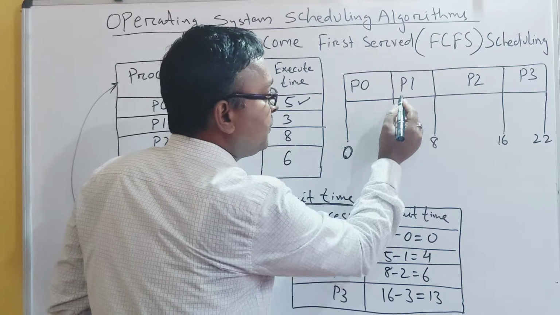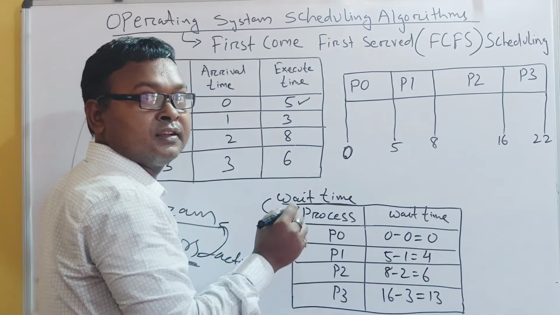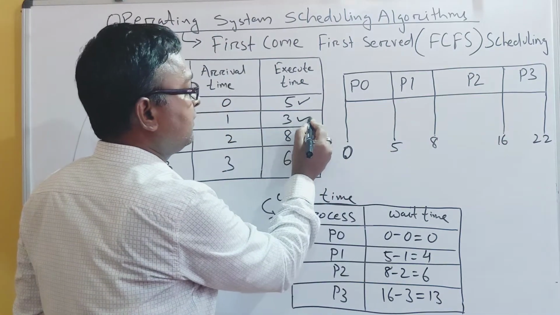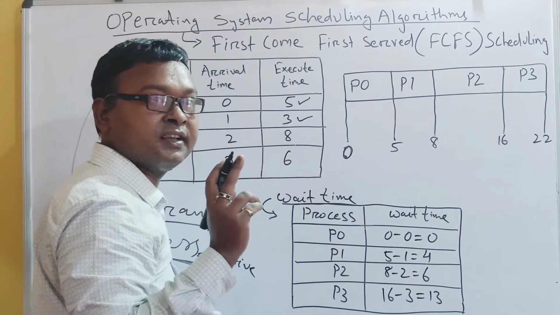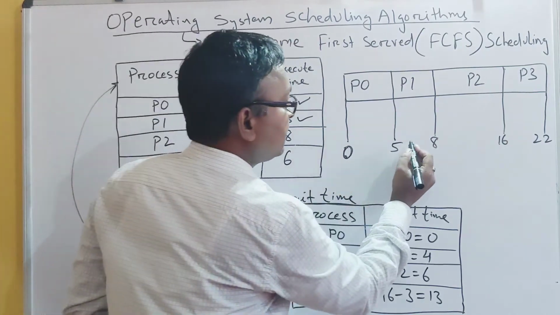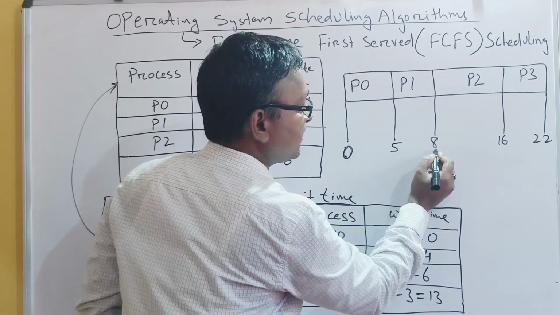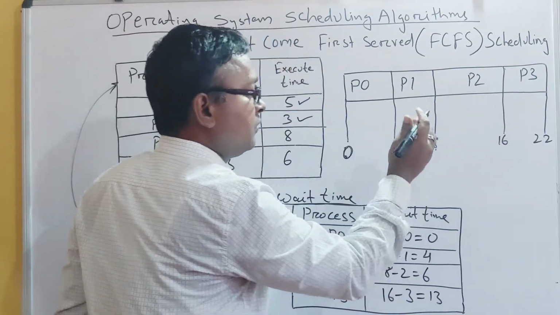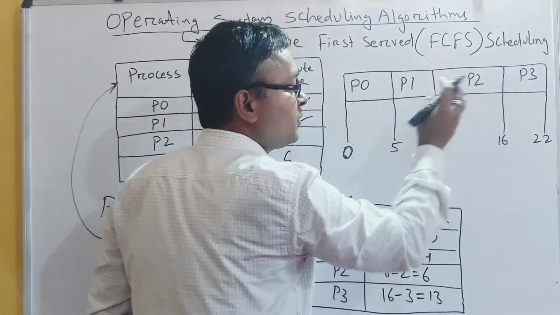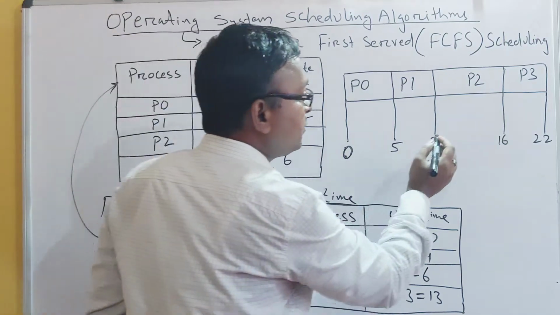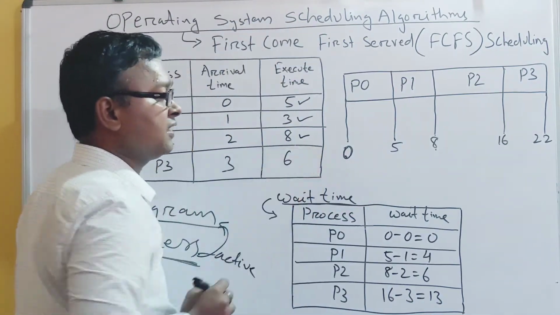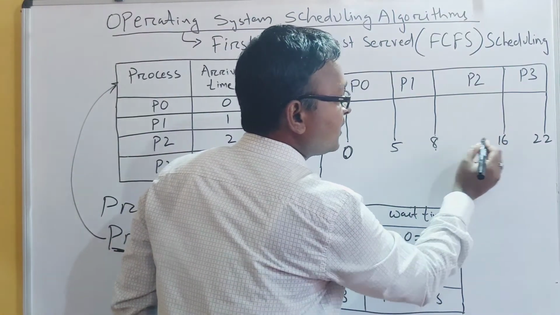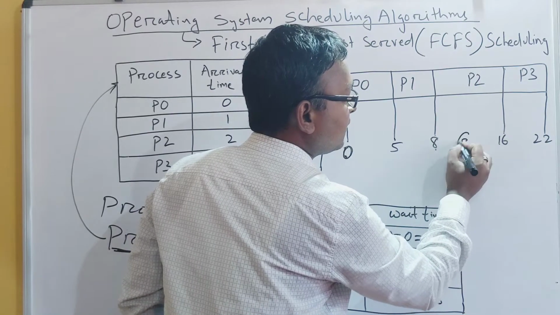At 5 nanoseconds, P1 enters and starts executing. How much does it take? 3 nanoseconds to complete its execution, P1. So it takes 3 nanoseconds and completes at 8. Now P1 comes out from the processor, and P2 enters the processor for execution. P2 takes how much time? 8 nanoseconds for full execution. So 8 to 16, how much? 8, right?